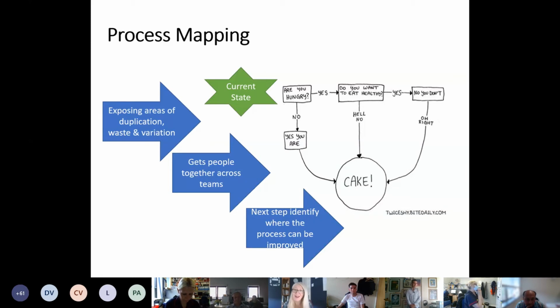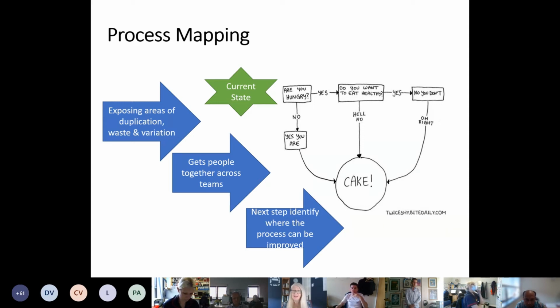So process mapping, I don't know if any of you have been involved in process mapping, and it might seem a bit of a chore, but it's actually really quite a useful way of establishing your current state. And like with any QI tool, you can do it really complex, high level, or you can do it really, really simplistic, whatever you need. And I always say, just start simple.